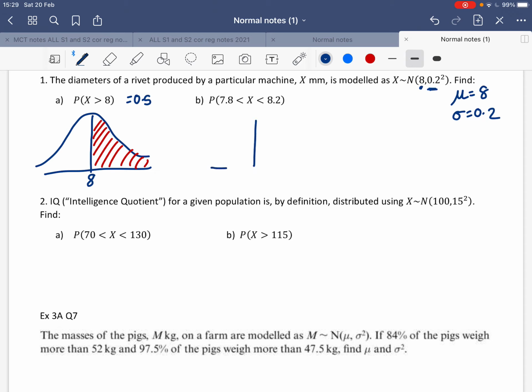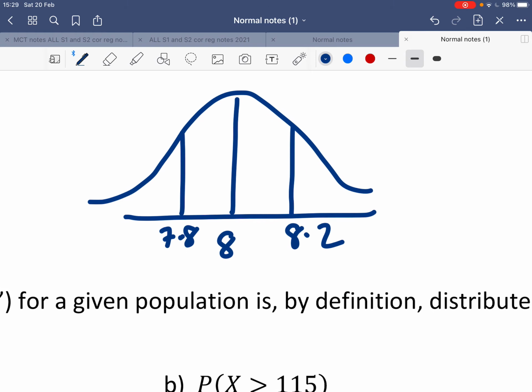Right, between 7.8 and 8.2. So that's going to be here, 7.8 and 8.2. I'm just going to zoom in on that for a second. This then here is 0.2, and this is also 0.2.